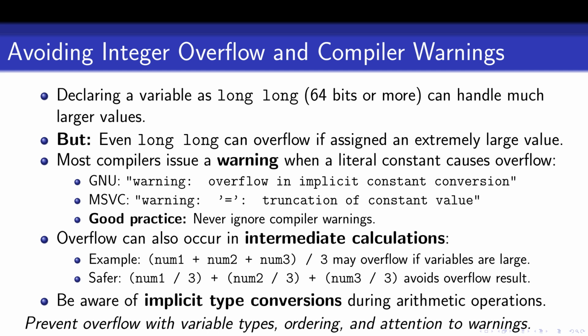A common mistake is not in the final result, but in the intermediate calculation. For example, if you add together 3 int values near 1 billion, the sum might exceed the int limit even though the average, after dividing by 3, would be fine. Rearranging the math, like dividing each value before summing, can sometimes avoid overflow. Understanding how operations are evaluated helps you avoid subtle, hard-to-find bugs.